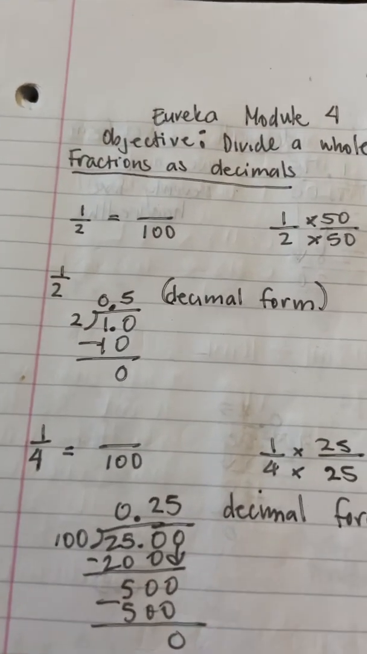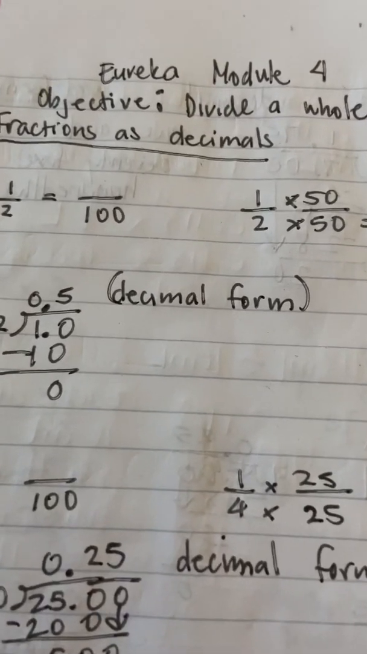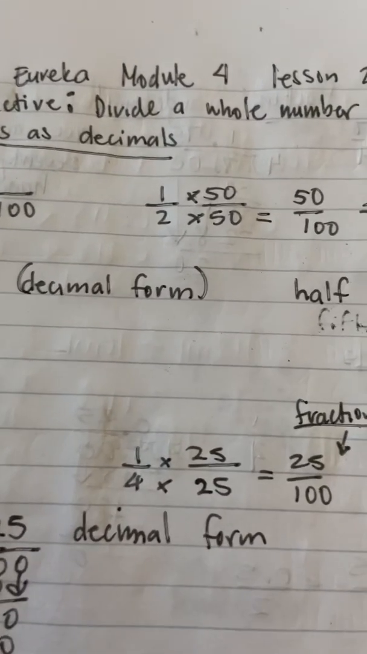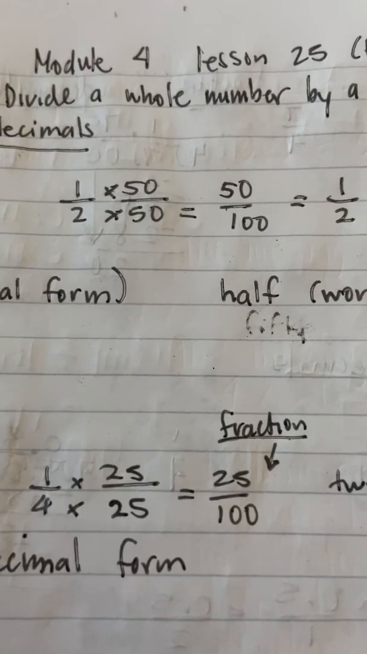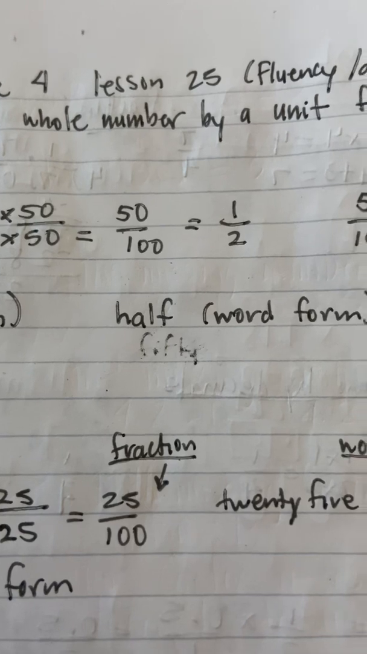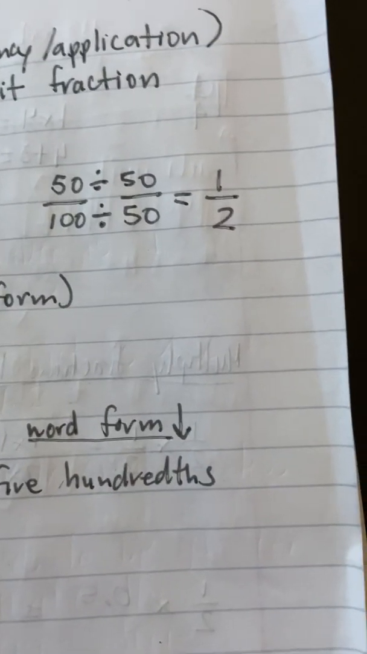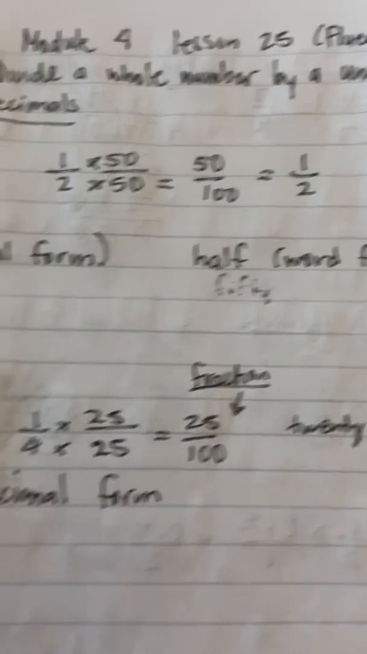First part, fractions as decimals. So we've got a half, and a half equals what in hundredths? I have to multiply both the denominator and numerator by 50. That gives me 50 over 100, or if I simplify, which I did over here, divide by 50, divide by 50, it gives me the half.